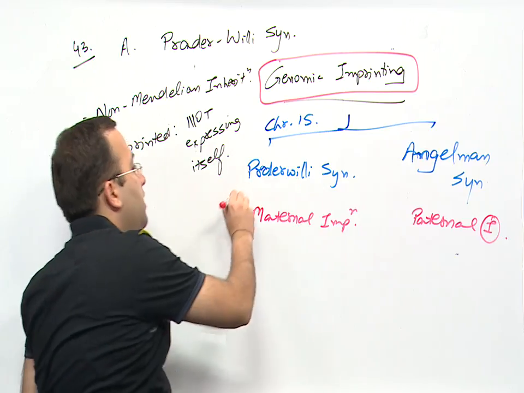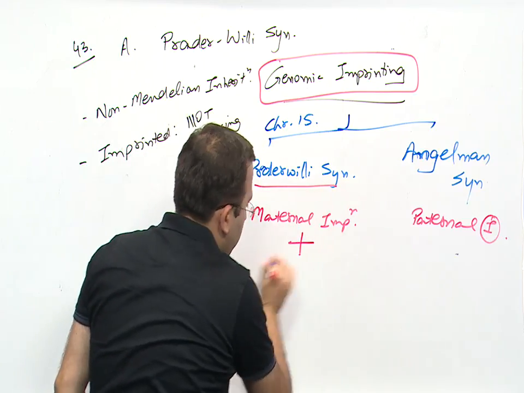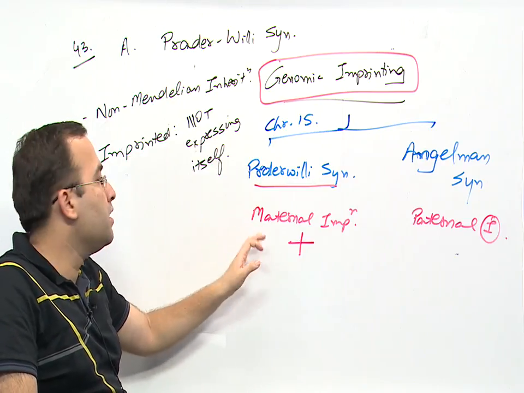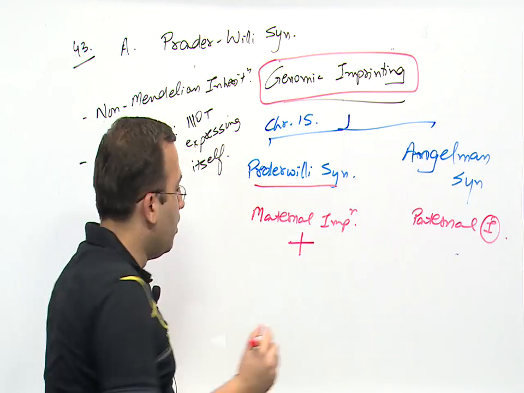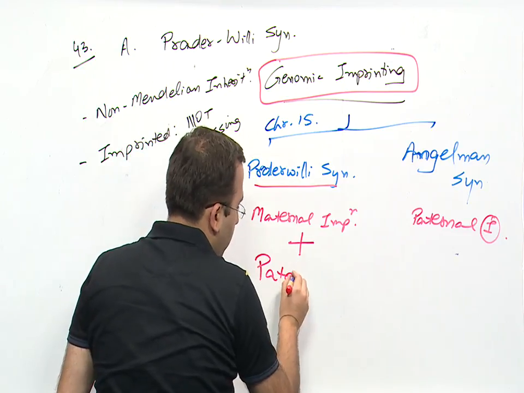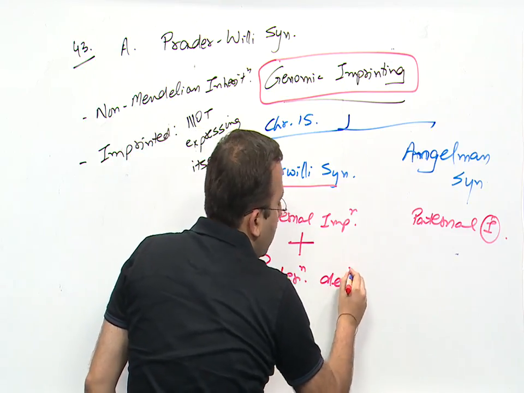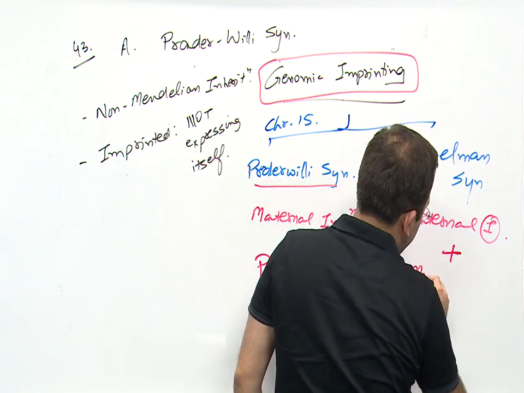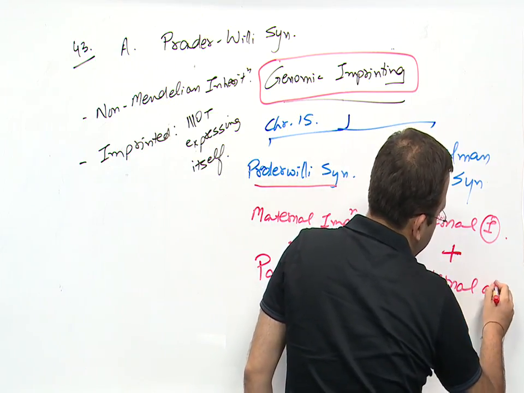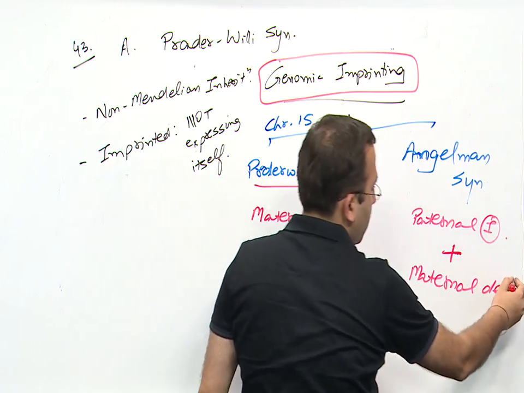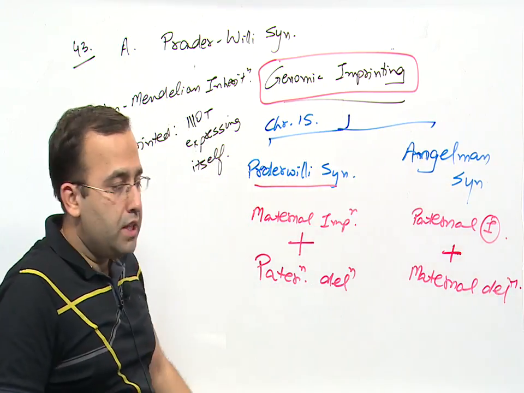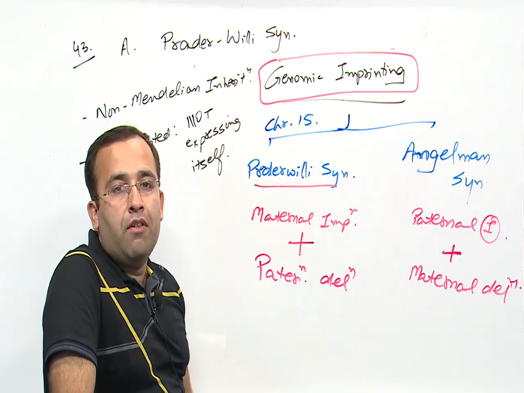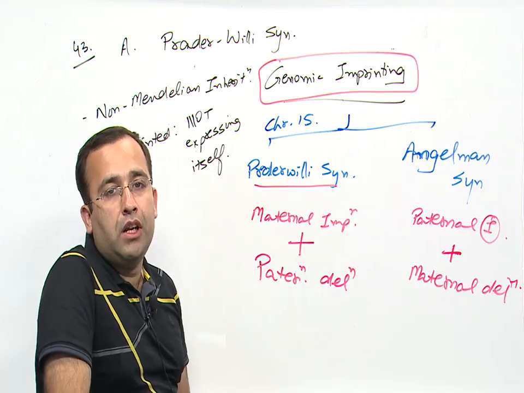So Prader-Willi syndrome is maternal imprinting. The gene from the mother is physically present, but it is not expressing itself, with paternal deletion. Whereas Angelman syndrome is paternal imprinting plus maternal deletion. So see the question properly. Paternal deletion is Prader-Willi, whereas maternal imprinting is Prader-Willi.